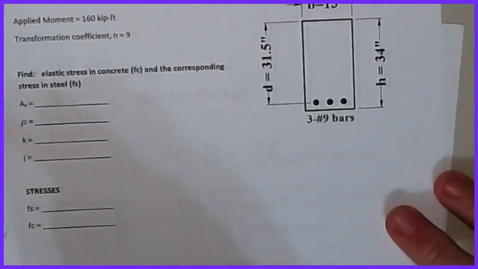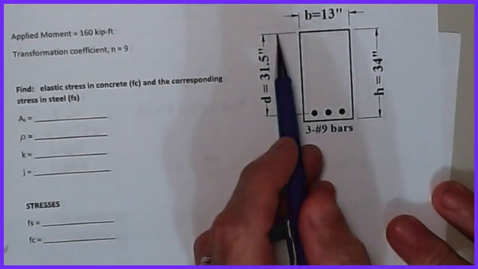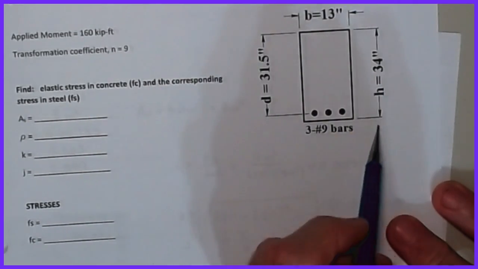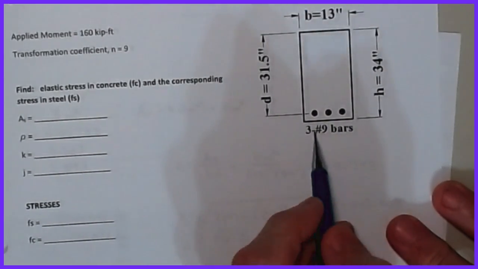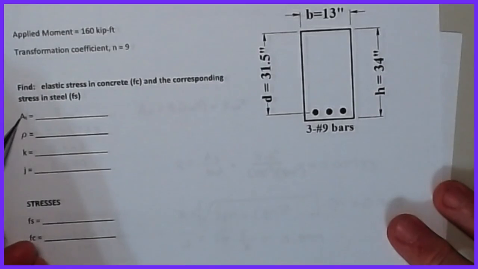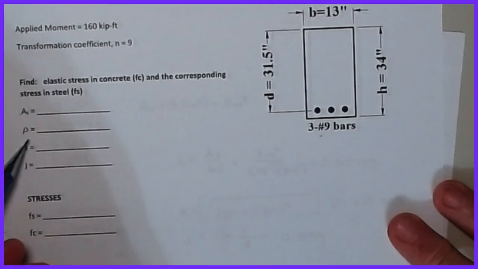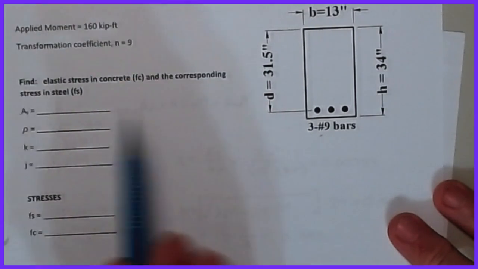It's not that hard. So all I've done is I've taken a rectangular section. I have a width of 13 inches. I have a depth of 31.5 inches. The total height is 34, and I'm putting 3 number 9 bars in here. All you have to do is look up what's the area of steel associated with 3 number 9 bars. Write it down. What's the reinforcing ratio? Again, that was AS over BD.